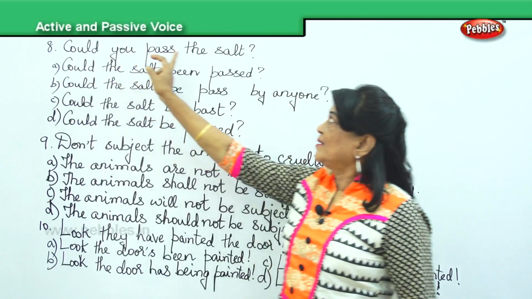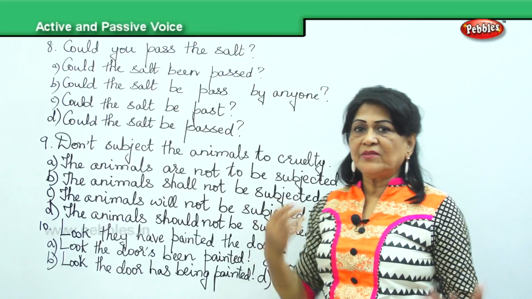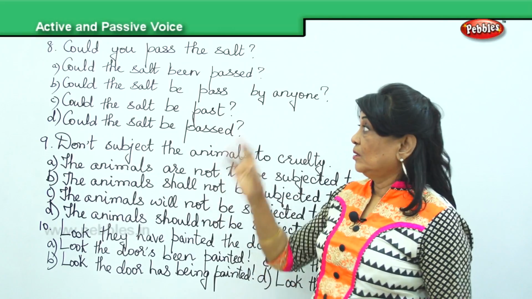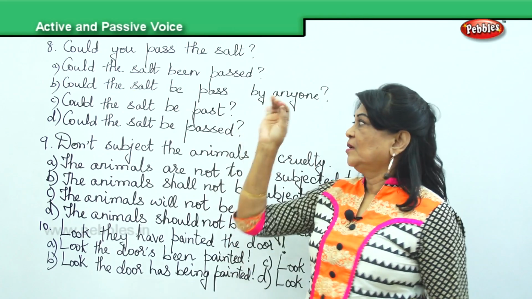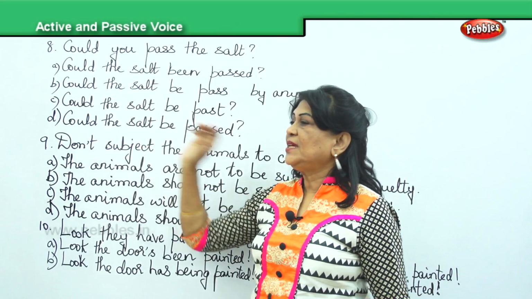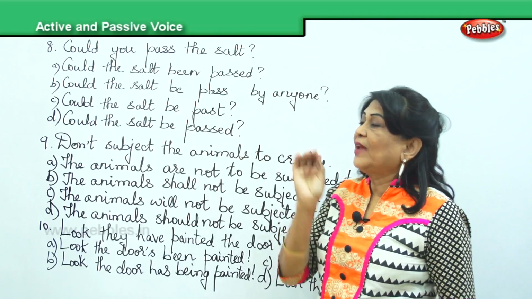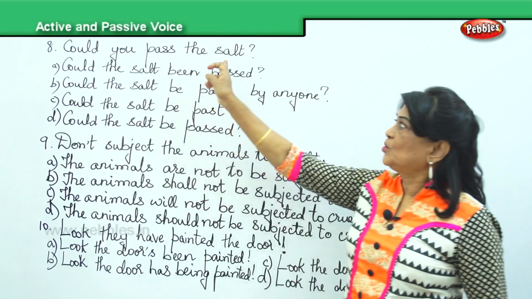Could you pass the salt? Now all these sentences are given in the active voice and you have to change them into, not change, you have to identify the correct passive voice from the options given. You have A, B, C and D, okay, and you have to identify the right option just now. Could you pass the salt?